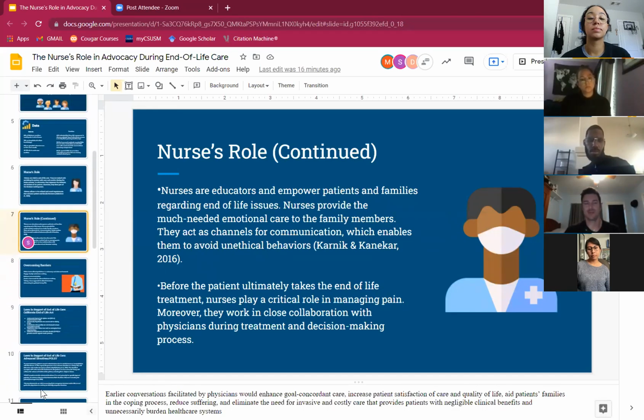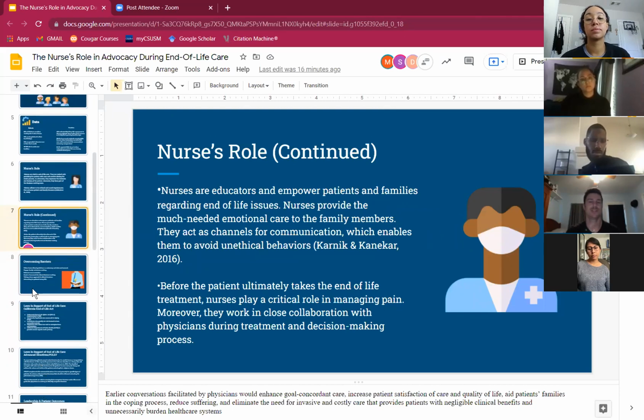So as I was saying before, we are the educators, or one of the educators, when we're talking to our patients. And it's just proven that earlier conversations that are facilitated by us would enhance goal concordant care. It would really increase patient satisfaction, and it would really aid the patient's families in the coping process. It's going to help reduce suffering. It's going to eliminate the need for any sort of invasive or costly care that's unnecessary. It really provides the patients with clinical benefits that don't necessarily burden the healthcare system if we're following through and educating the patients. Next slide, please.